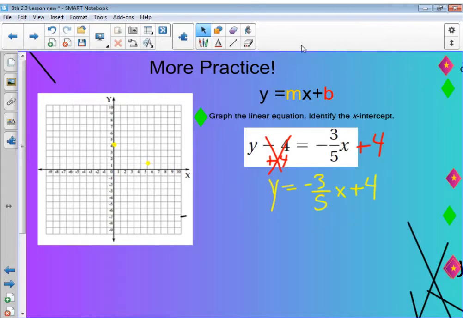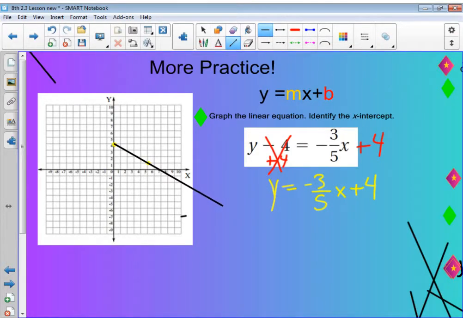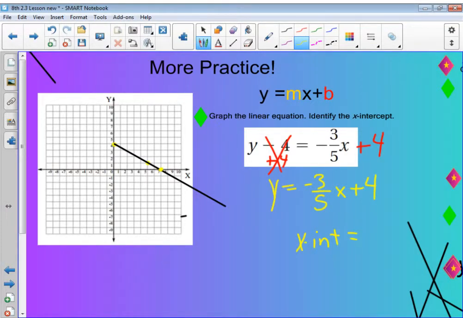And now I'll go ahead and connect those and see where it crosses the x-intercept. Okay, so when I look at that, it crosses the x-intercept right here. So that would be at positive 7. So our x-intercept equals 7.